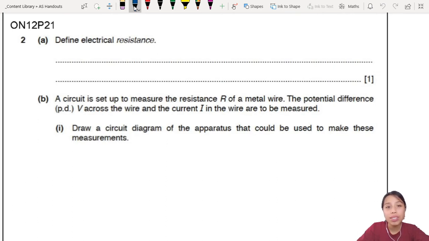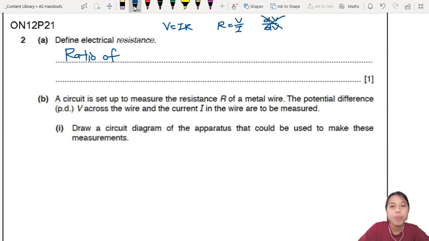Anyway, define electrical resistance. We just talked about that. It's a ratio. Some people may prefer to write a formula, but I'm just going to say it is the ratio of what over what. If you forget, remember V equals IR. Rearrange, R equals V over I. And it's a ratio, not dV/dI, the gradient, nope. Not change in V over change in I, nope. So ratio of voltage or potential difference. I'm going to say potential difference, that's the formal CIE name. Potential difference over current.